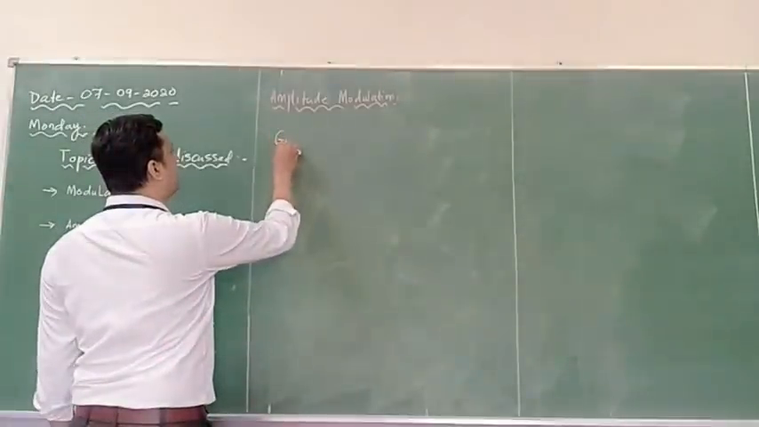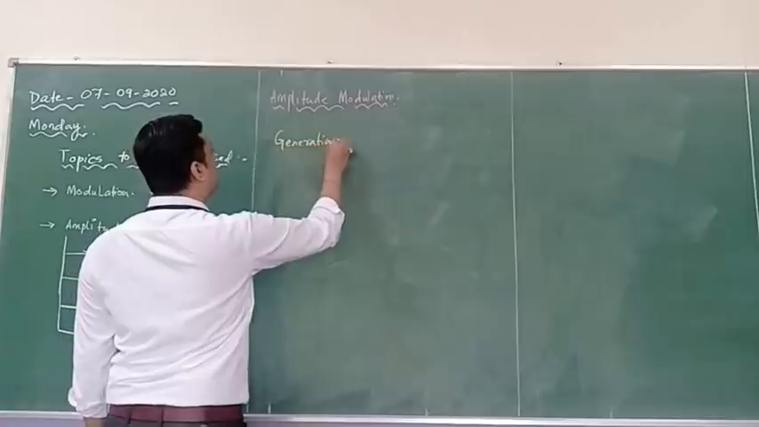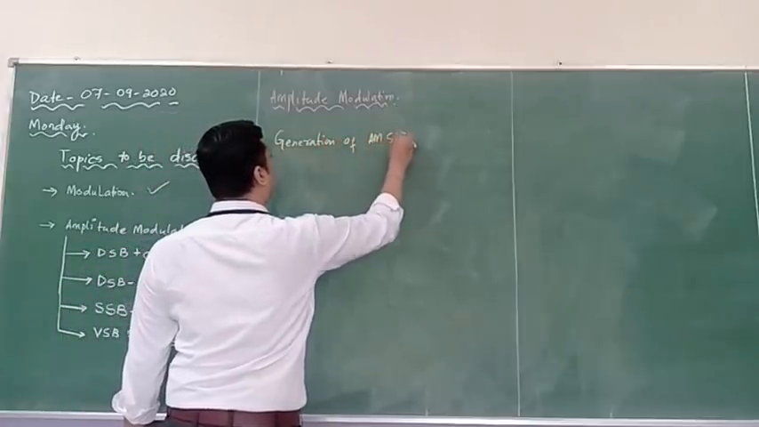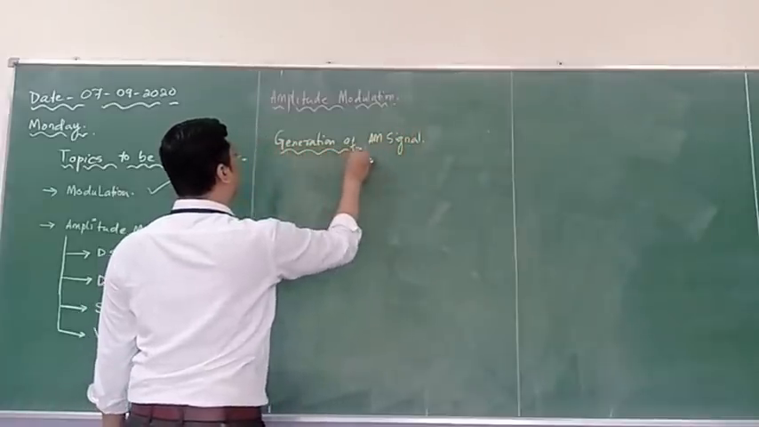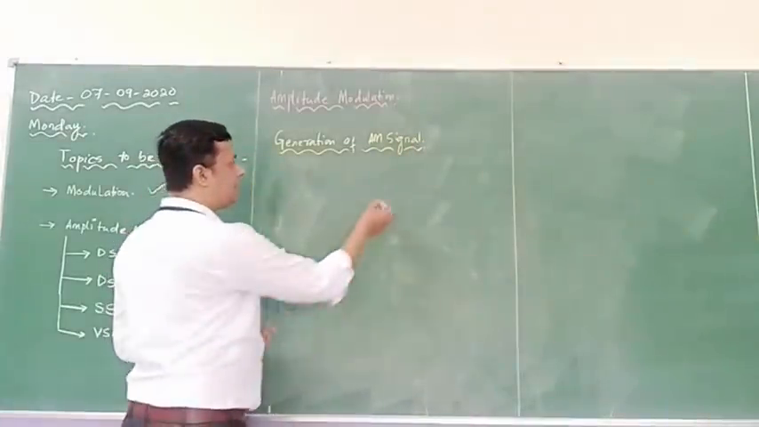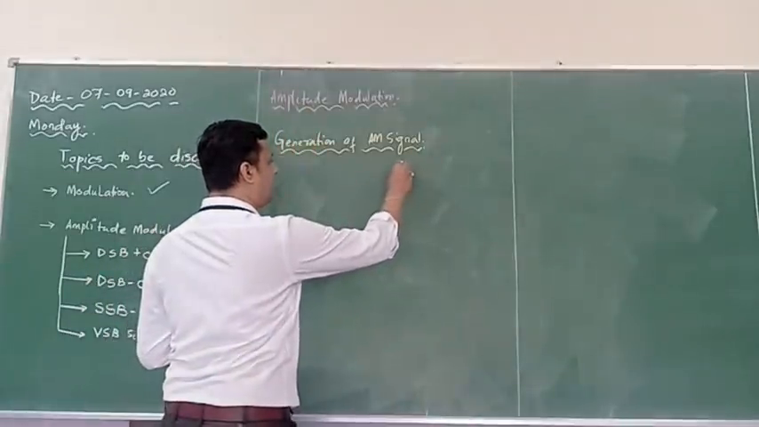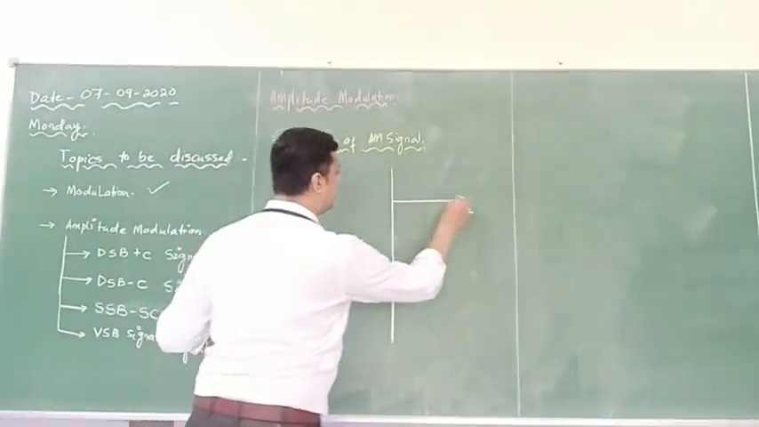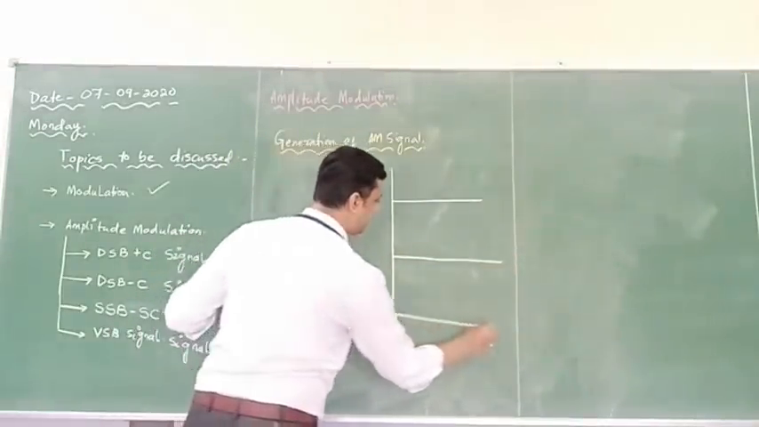So first I will write generation of AM signal, amplitude modulated signal. Okay. For this, I am representing the signal. The three basic signals are there.